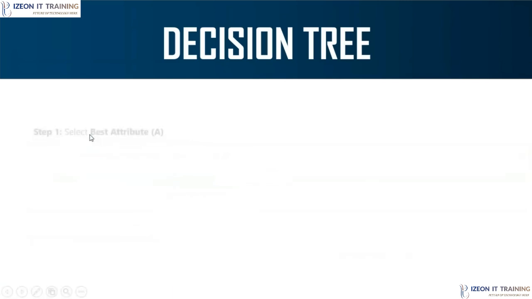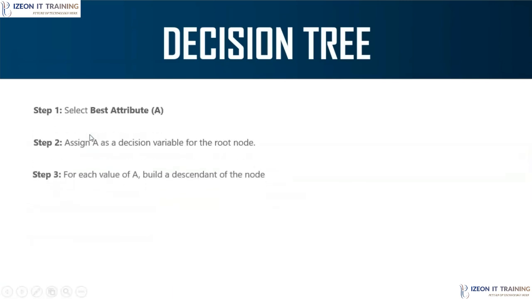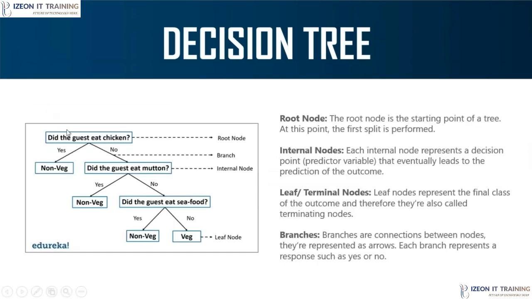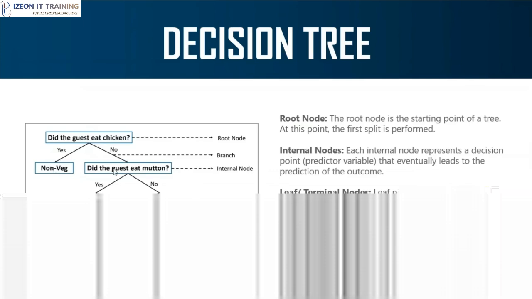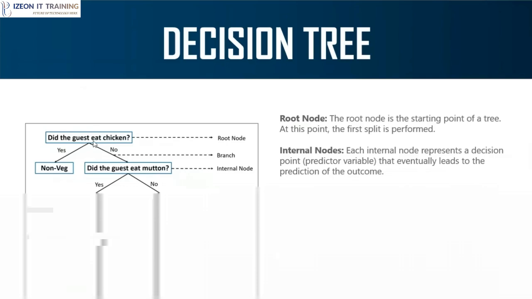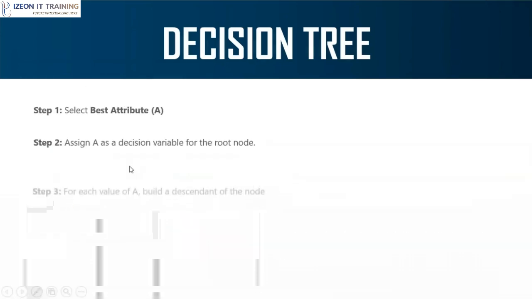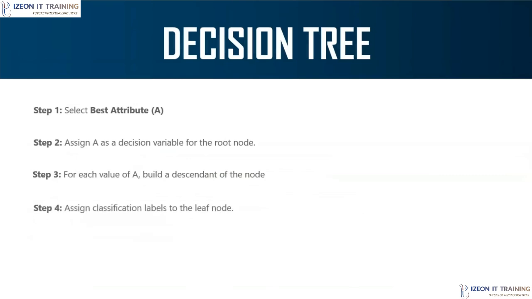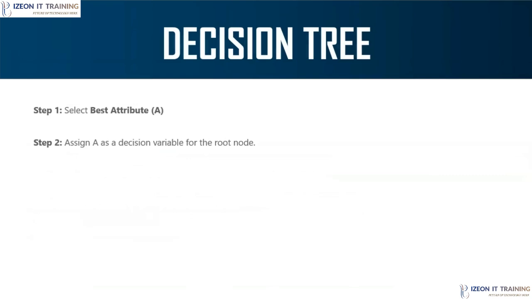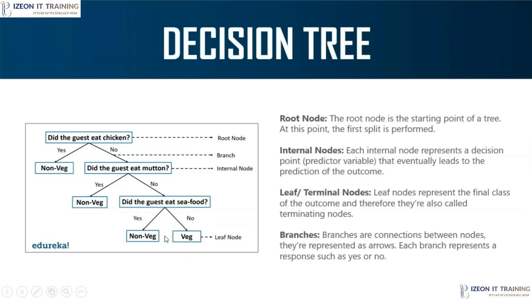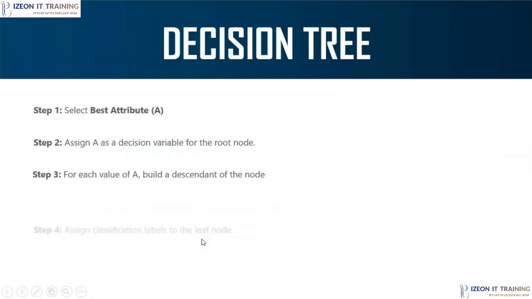After that, step number 3 says for each value of A, build a descendant of the node. So for each value of this variable, build a descendant node. This variable can take two values, yes and no. So for each of these values, I build a descendant node. Step number 4, assign classification labels to the leaf node. To your leaf node, I have assigned classification. One is non-veg and the other is veg. That is step number 4.